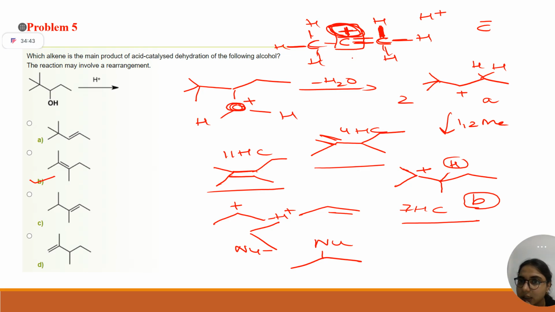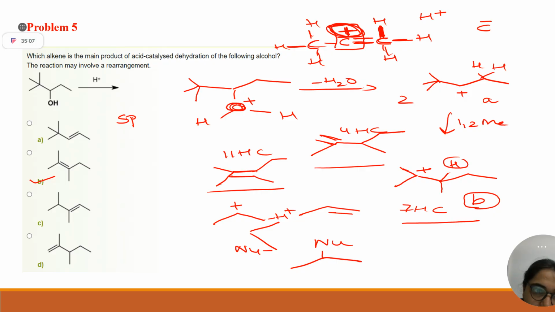Understood? Yes, ma'am. Ma'am, in case CH sigma bond is stabilizing that carbocation, yes, ma'am. Ma'am, in case of B, I'm able to calculate or see how many hyperconjugations are there, but when there is a carbocation, I'm getting confused. Okay, how to check? Let me tell you.